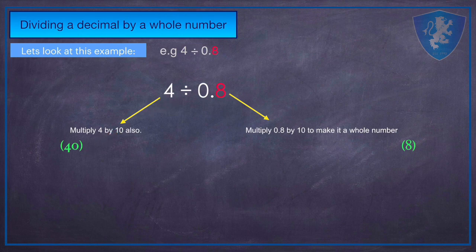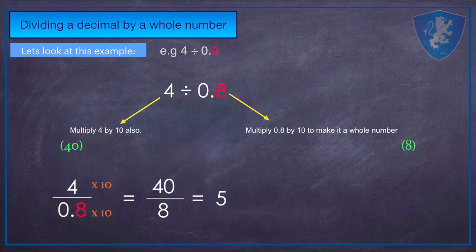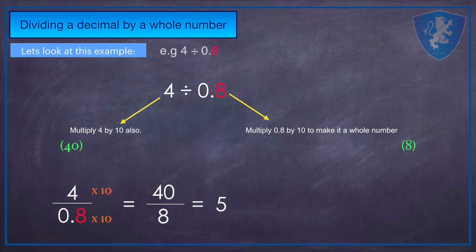So let's show you in a simple way. You had a 4 and you were dividing, this line means divide by the way. You have a 4 and you're dividing by 0.8. So you're multiplying by 10. You're multiplying the divisor by 10 because you want to turn that into a whole number, but you also have to multiply the dividend by 10. And you end up getting 40 divided by 8, right, which is a 5.